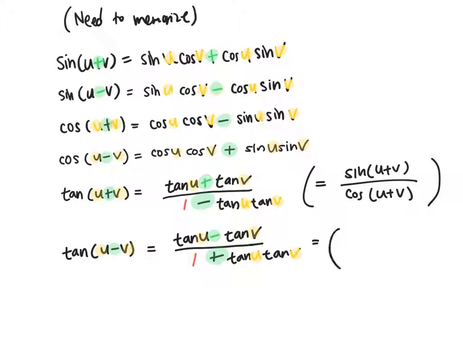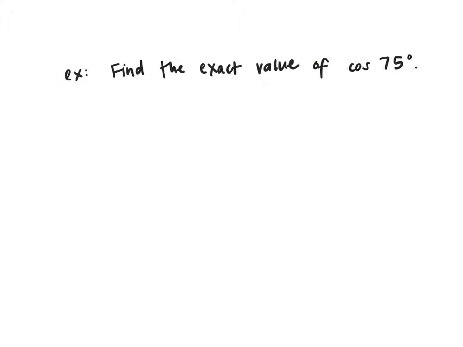So same thing here. Tangent of u minus v is equivalent to sine over cosine, where the angles on the inside match up. So depending on the situation, it might be easier to take that approach, but you definitely need to know this portion of the sum and difference formulas. Here's an example problem.